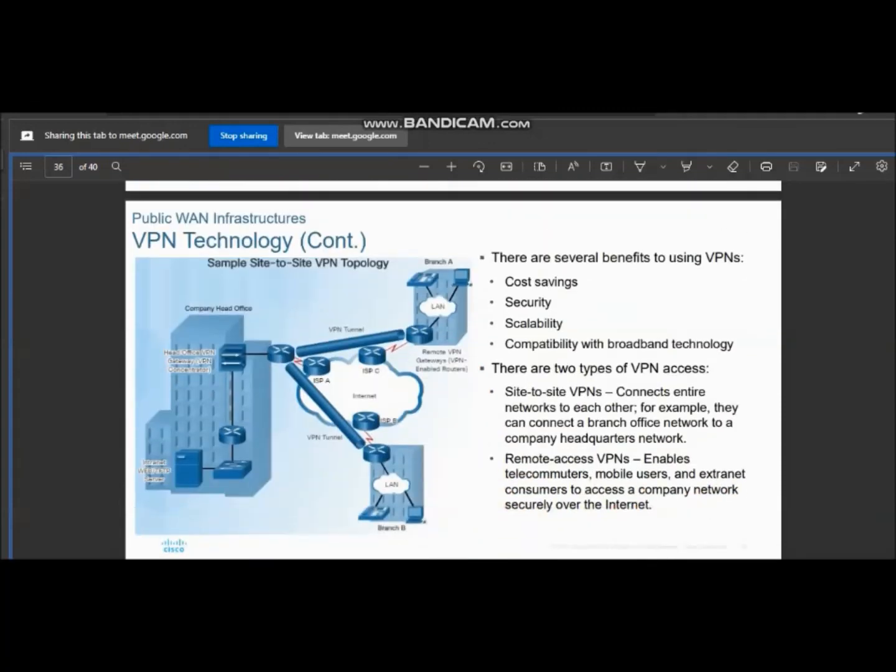There are several benefits of using VPNs: cost savings, security, scalability, and compatibility with broadband technology. There are two types of VPN access. Site-to-site VPNs connect entire networks to each other. For example, they can connect a branch office network to a company headquarters network. Remote access VPNs enable telecommuters, mobile users, and extranet consumers to access a company network securely over the internet.